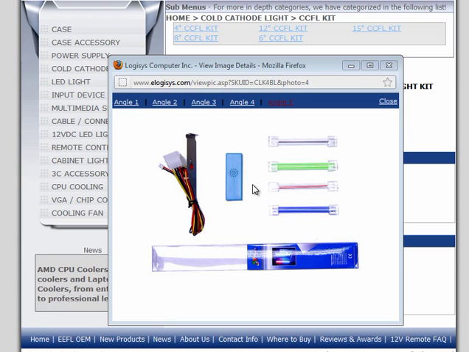Let's continue. This little blue box is an inverter. It basically converts DC, which is what your power supply is pumping out, into AC to power the cold cathode tubes. So one end would get connected into your power supply, and the other end or ends would then get connected into your cold cathode tube or tubes.